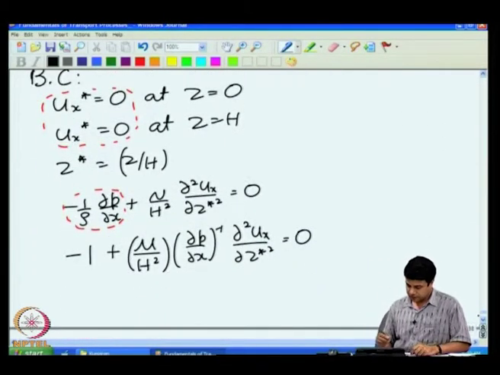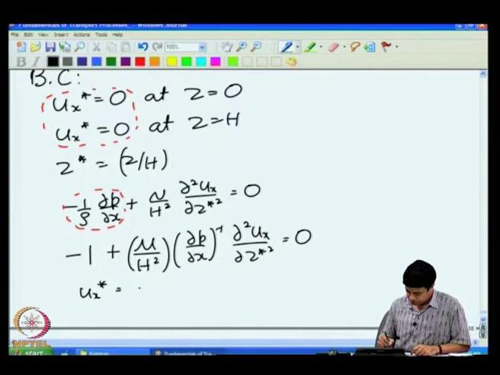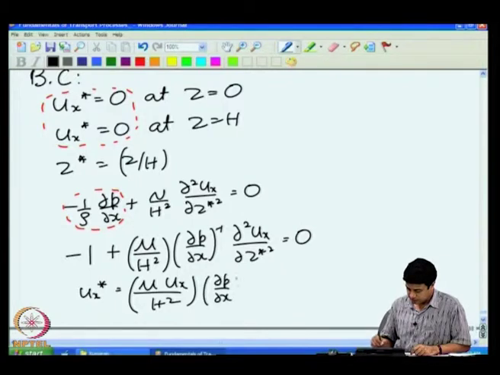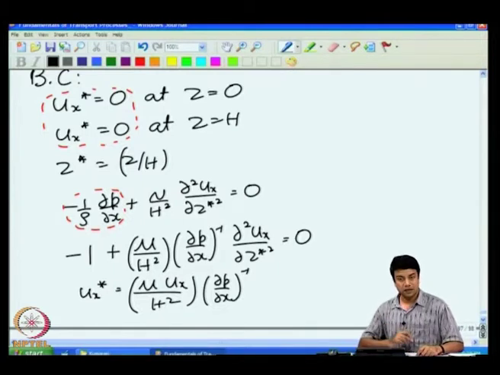Okay. Therefore, I can define a non-dimensional velocity ux star is equal to mu ux by h square into dp by dx whole inverse. Okay. So, that is my definition of a non-dimensional velocity in terms of the pressure gradient. As I said, there is a constant pressure gradient along the entire length of the tube. Okay. So, therefore, the velocity has to be scaled by that pressure gradient, okay, to get a non-dimensional velocity. So, this gives us the scaling for the velocity.